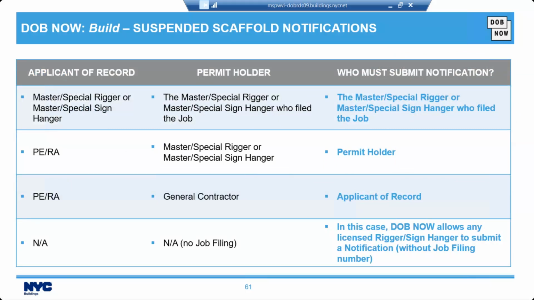Now for the PE or the RA, permit holder will be once again the master special rigger or master special sign hanger. And who has to submit the notification? That would be the permit holder. Then we have our applicant of record once again would be a PE or RA. The permit holder could be a general contractor. And then who has to sign the notification would be the applicant of record. Now the last one for both columns doesn't really apply, but who must submit the notification in that case? In that case, the DOB now allows any licensed rigger or sign hanger to submit a notification without a job filing number.